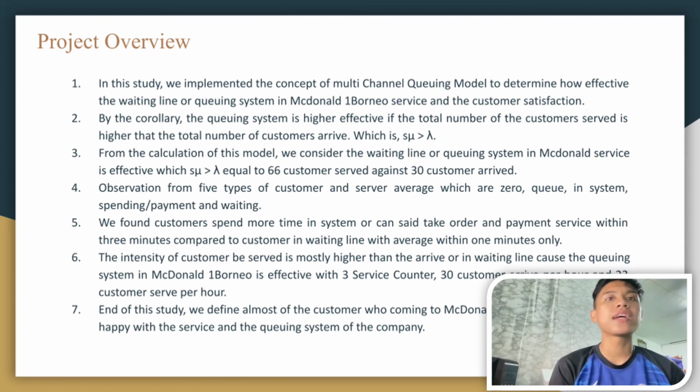The intensity of customers being served is mostly higher than those arriving or in the waiting line, because the queuing system in McDonald's One Borneo is effective with 3 service counters, 30 customers arriving per hour and 22 customers served per hour. At the end of the study, we define that almost all of the customers coming to McDonald's One Borneo are satisfied and happy with the service and the queuing system of the company.